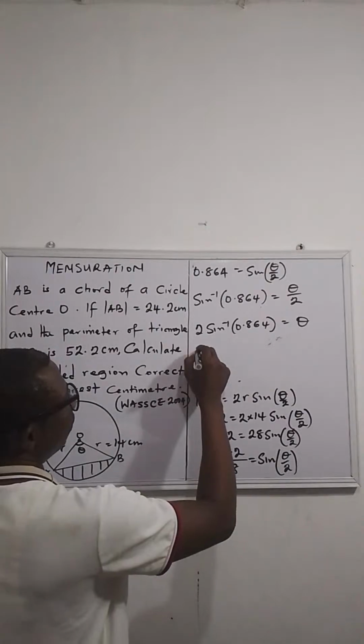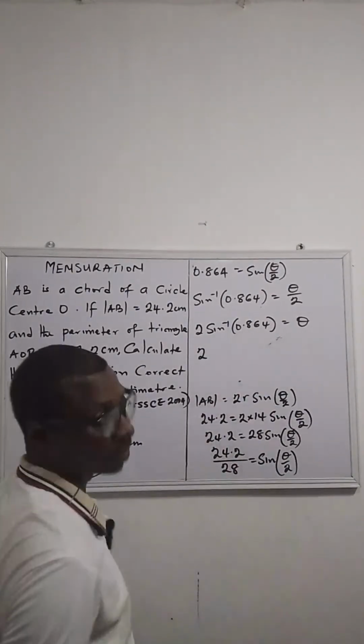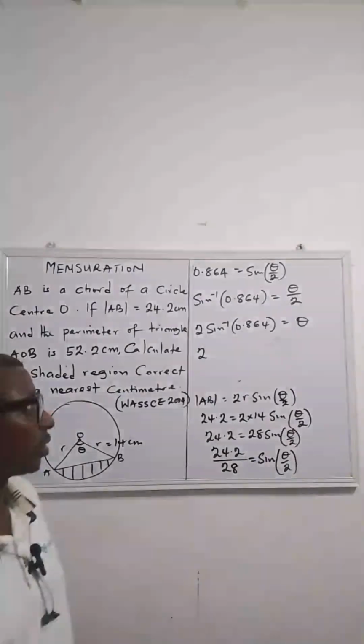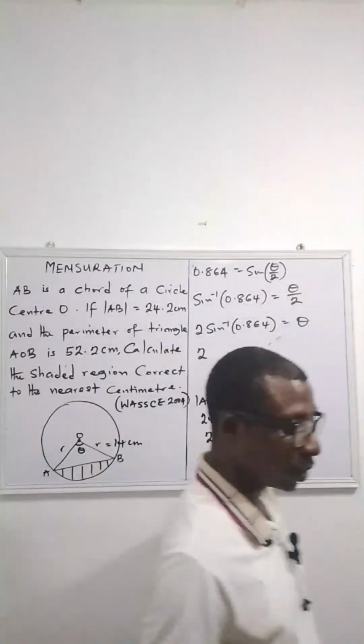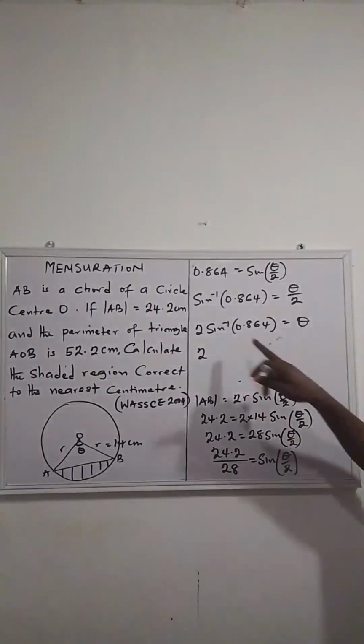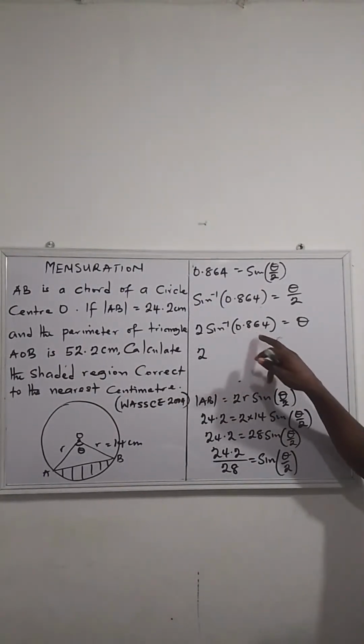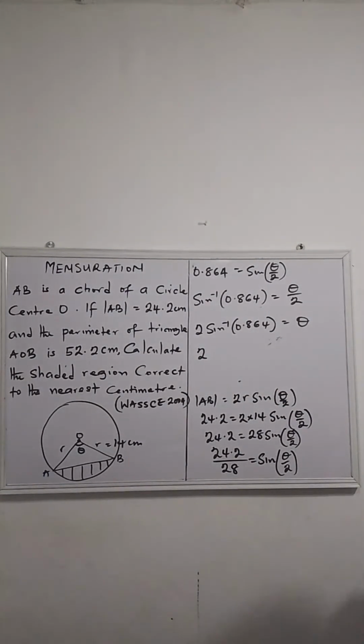So now let's find this. What is arcsine of 0.864? Can you compute that now? You press shift, sine, and you press the number. So you tell me the answer. Drop the answer in the comment section. What do you have when you find the arcsine? Please kindly drop your answer in the comment section.